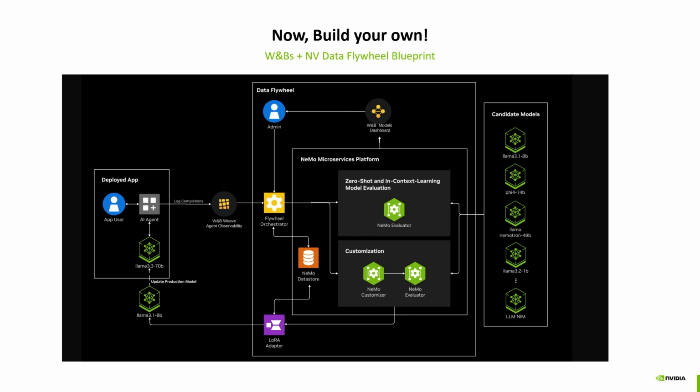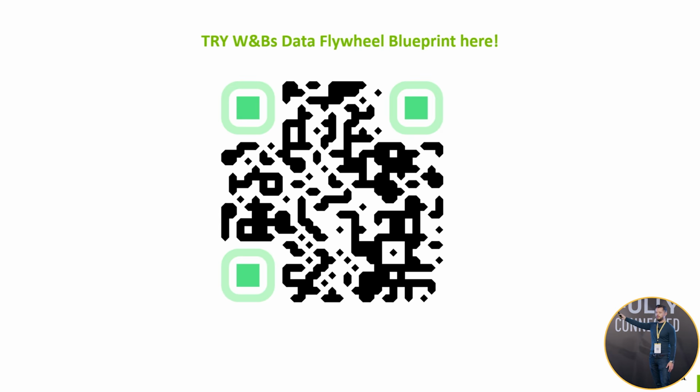You can do all of the observability through Weights and Biases Weave and Weights and Biases Model Dashboard, where you can see all of the results of the fine-tuning experiments. And if you would like to try this out and try to get a data flywheel going, you can essentially download it from there.